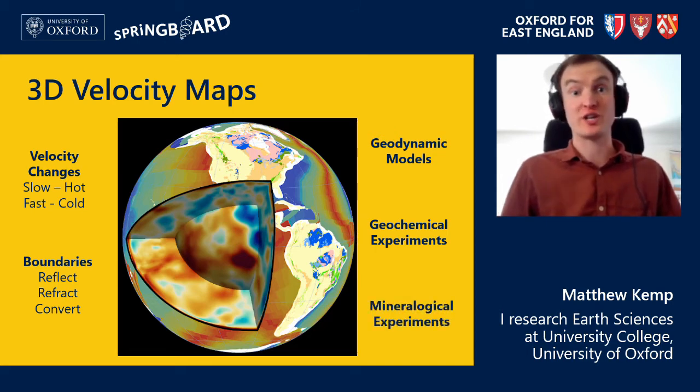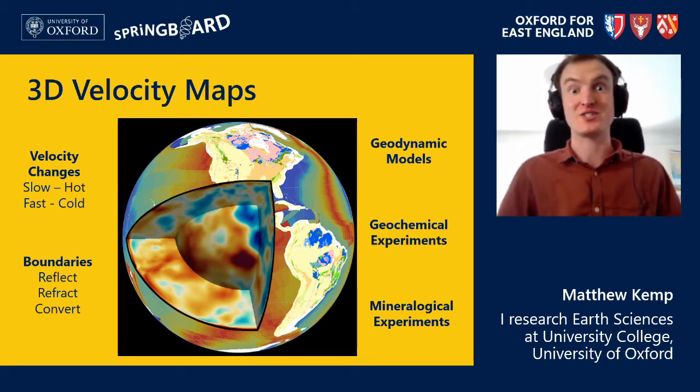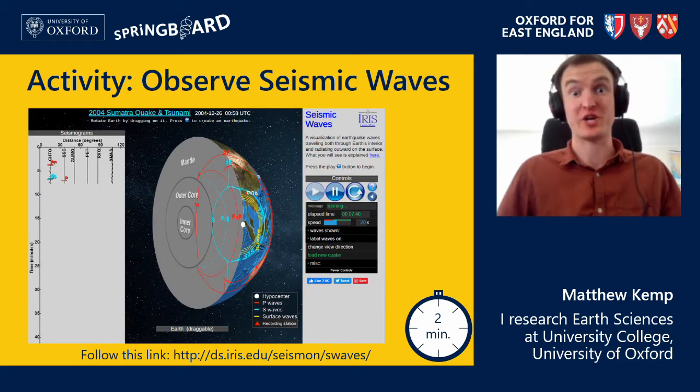And also mineralogical experiments where you essentially take some rocks and squash them down really hard and heat them up to the conditions, or similar to the conditions, that are deep inside the Earth and see what happens. By combining all of these different pieces of information, we can start making a good picture of what's going on inside the Earth. Now it's time for you to have a go.